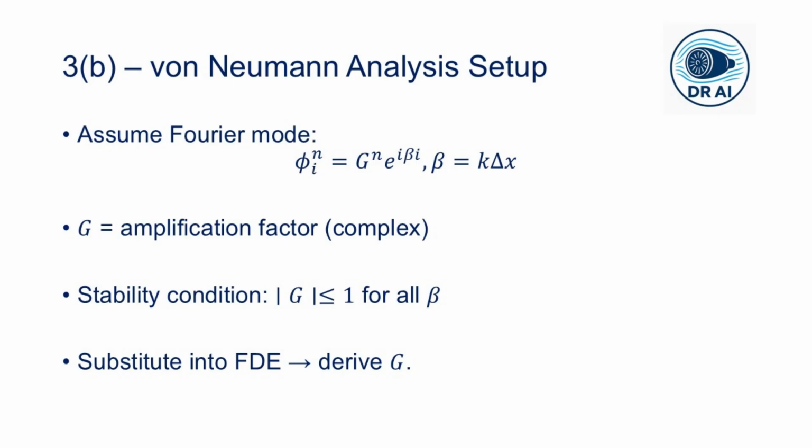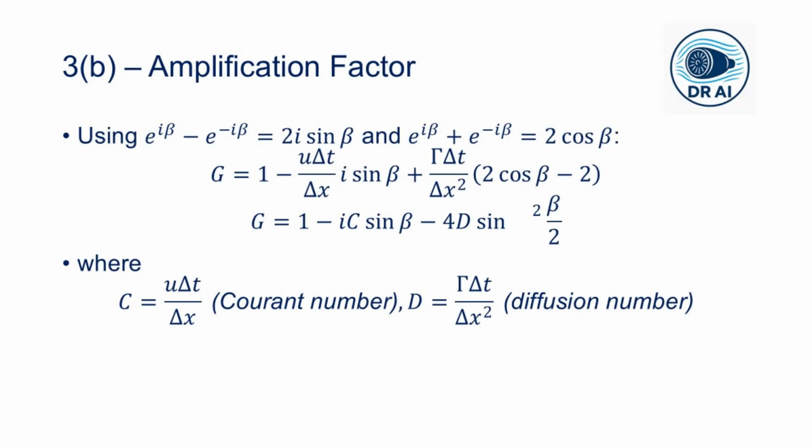Now substitute this mode into the explicit finite difference equation. The terms become as listed here: phi i raised to the power n gives g^n e^(i beta i), and phi i plus 1 and phi i minus 1 raised to the power n are displayed in terms of the amplification factor and the dimensionless wave number. Plug these in and factor out g^n e^(i beta i). The factor g then appears on the left, as displayed in the equation.